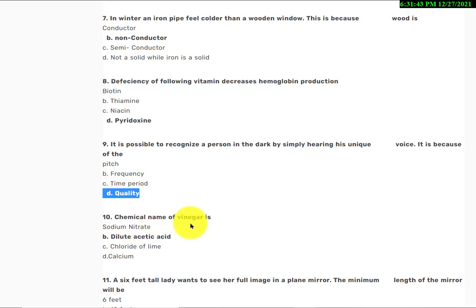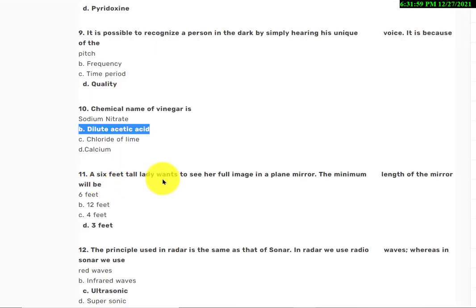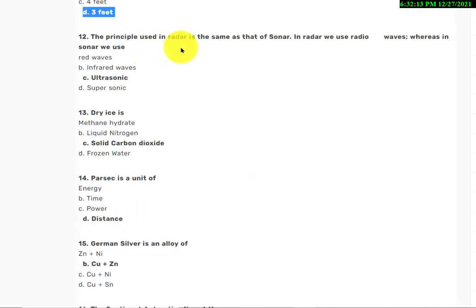Chemical name of vinegar is dilute acetic acid. A 6 feet tall lady wants to see her full image in a plane mirror. The minimum length of the mirror will be 3 feet. The principle used in radar is the same as that of sonar. In radar, we use radio waves, whereas in sonar, we use ultrasonic.